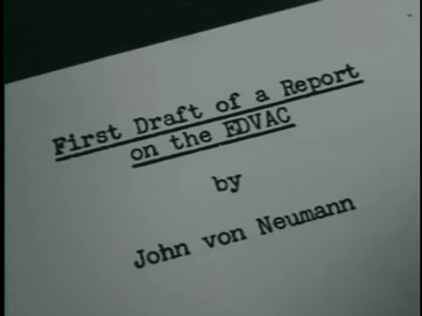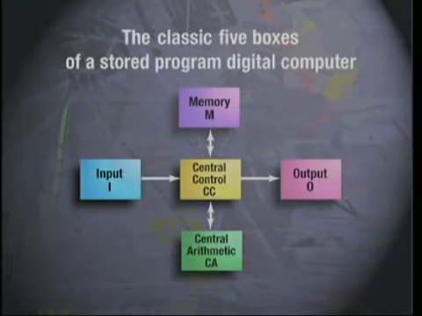John von Neumann published the first draft of a report on the EDVAC on June 30, 1945. This report outlined the computer architecture that remained pretty constant for the next 50 years. Von Neumann's EDVAC report describes five elements of a stored program computer: central arithmetic, CA, central control, CC, memory M, input I, and output O.